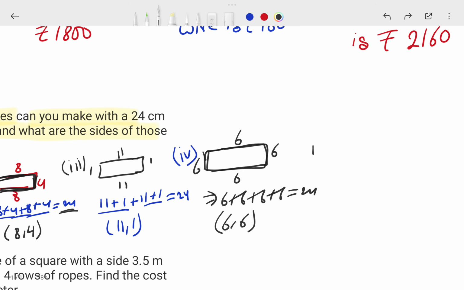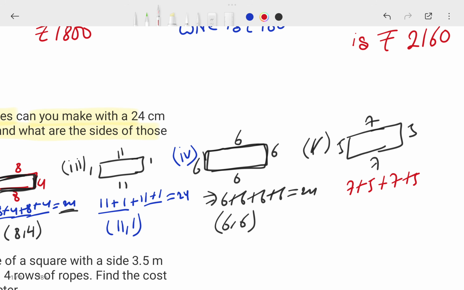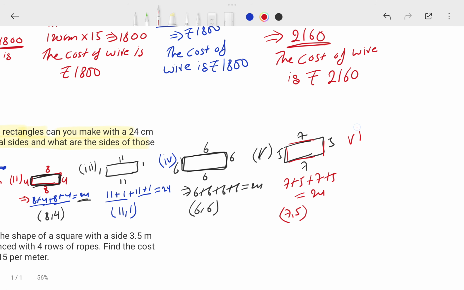Now let's make the fifth rectangle. So in the fifth rectangle, this is over, 8 is over. Let's suppose this is 7, this is 7, this is 5, and this is 5. Now add: 7 plus 5, 7 plus 5. If you add, it is going to be 24 only. So using 7 and 5 also we can make a rectangle. This is 7, 7, 5 and 5. Okay, so the last rectangle, the sixth one.